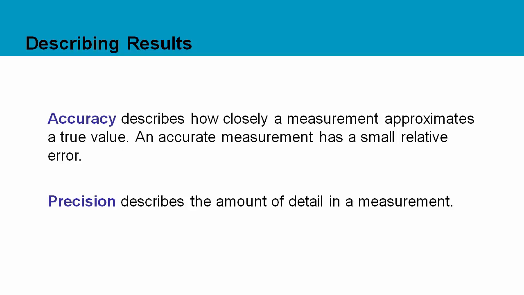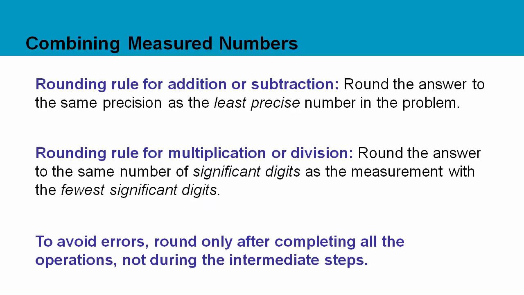Accuracy describes how closely your measurement approximates a true value, right? So how far you deviate from the actual amount. And then precision just tells you basically the level of detail in your measurement, i.e. how many decimals out are you going to go, right? How precise are you with your measurements?